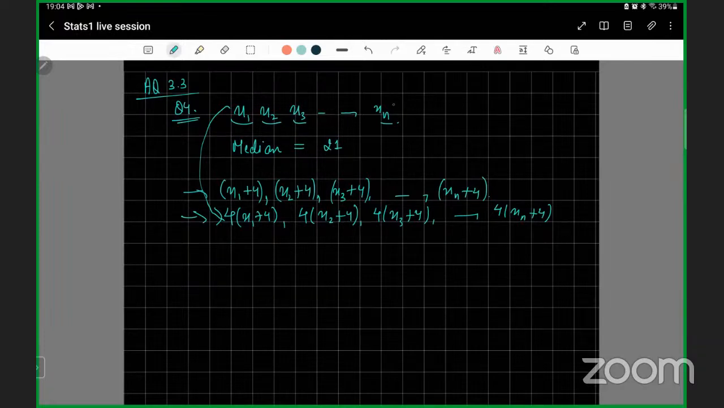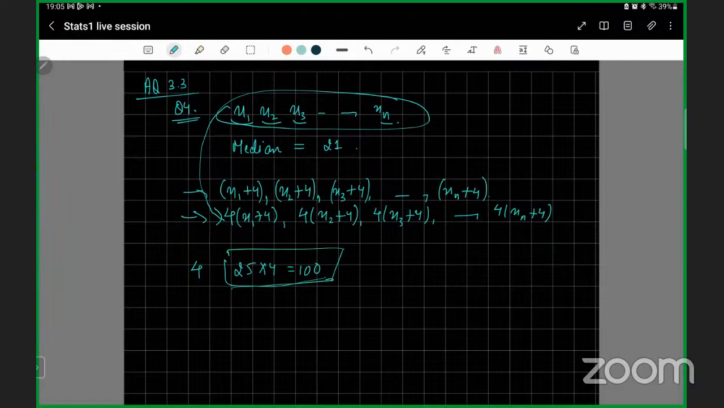For the data set x1, x2, x3 up to xn, the median was 21. Now you're just adding 4 and multiplying by 4. So what will the median become? Just 4 will be added to the median, so it becomes 25, multiplied by 4. That is 100. That's all.